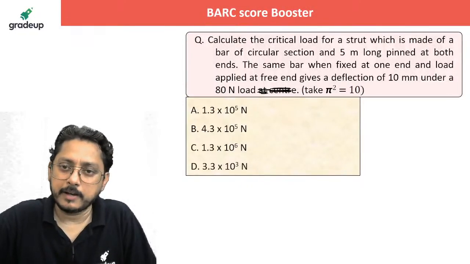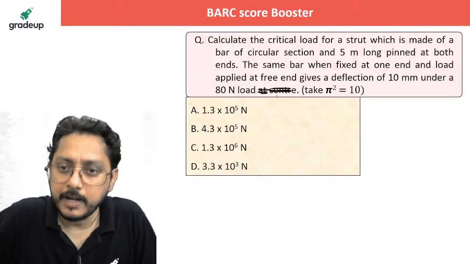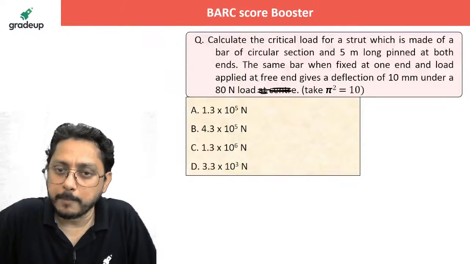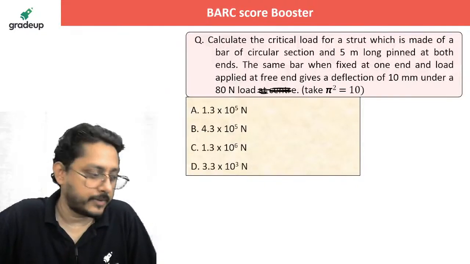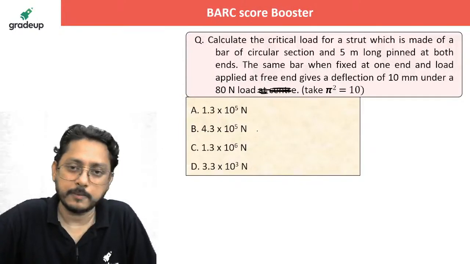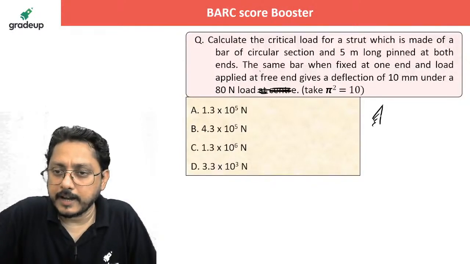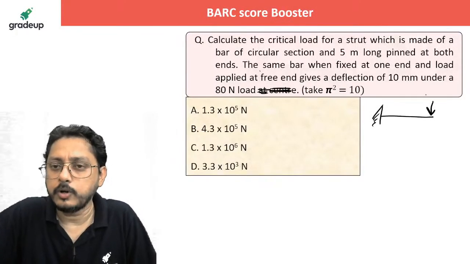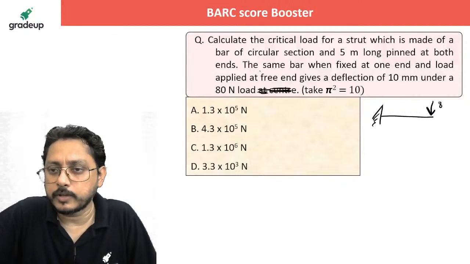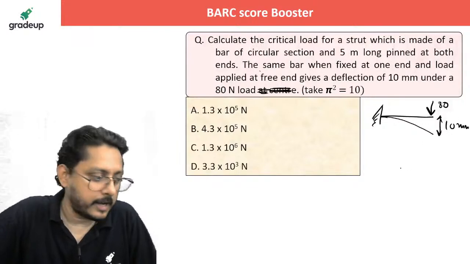If the bar is fixed at one end and load applied, fixed at one end means what? It is like a cantilever portion. When the bar is fixed at one end and load applied at the free end, it is a cantilever. How will you solve this one? What is the answer for this one? Same bar, when it is a cantilever, he is saying the load is already 80 Newton. The deflection you are getting at the free end, he has already given, that is nothing but 10 mm.